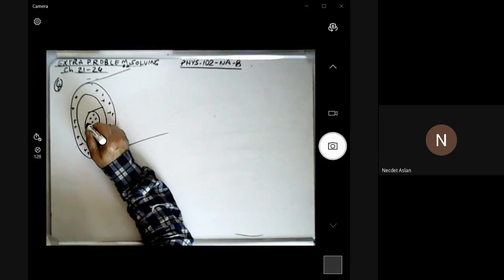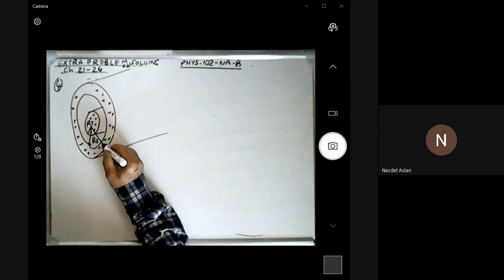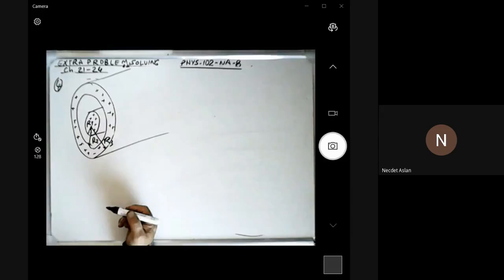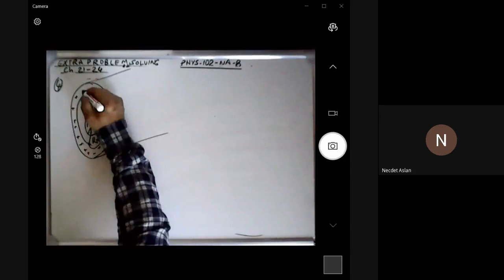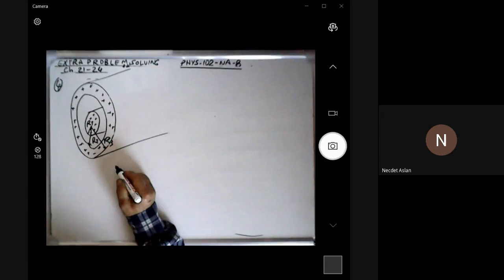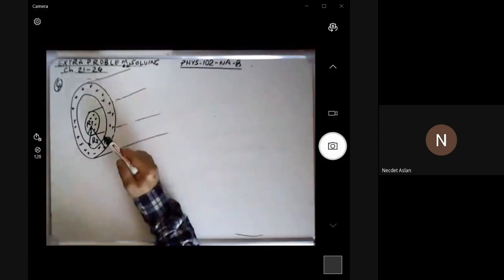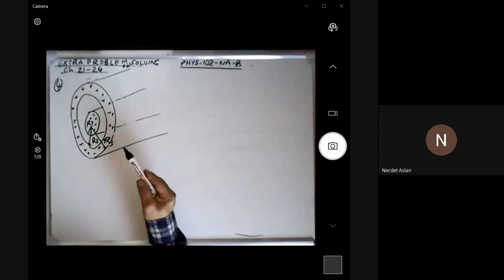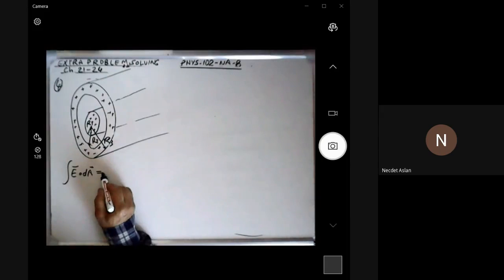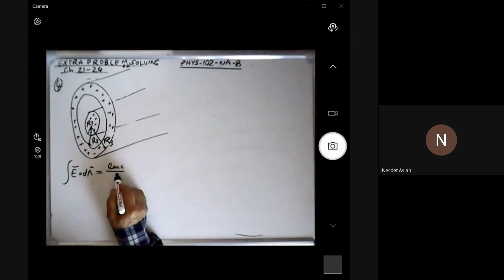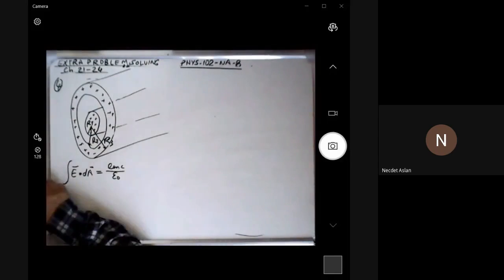The first one is R1. The second radius is R2. And the third radius is R3. So we would like to find the electric fields because of these kinds of charge distributions. But now since it's a volumetric charge distribution, we will use the Gaussian surface, we will use Gauss's law. Let's write it down. E dot dA is equal to Q enclosed divided by epsilon 0. But now we have to specify the Gaussian surface.